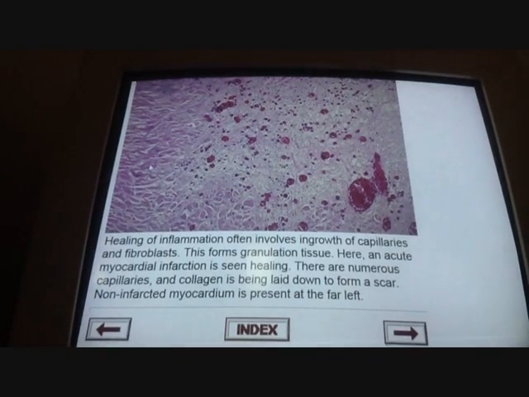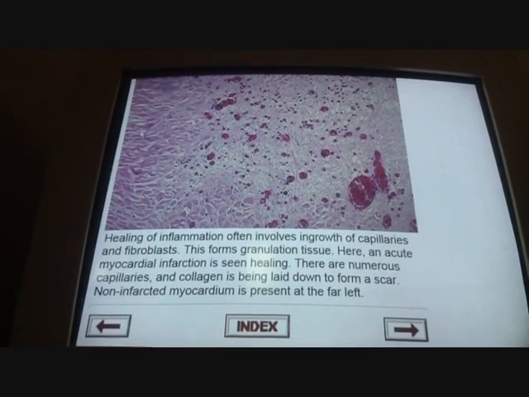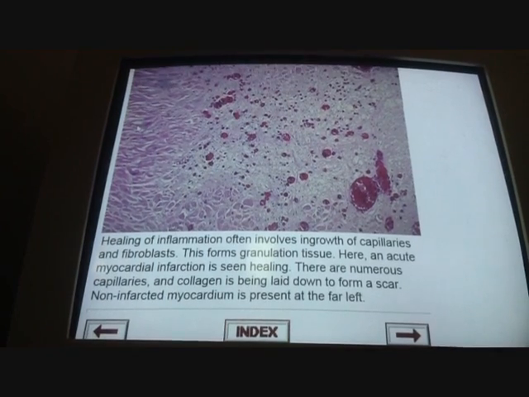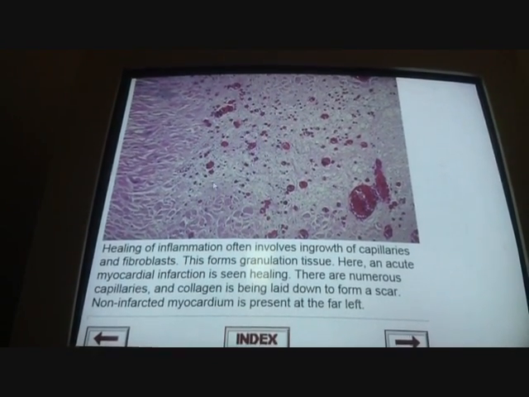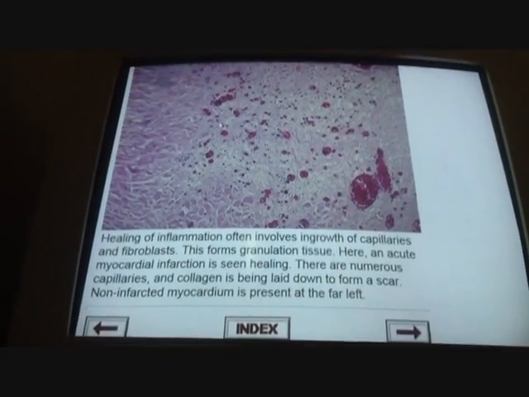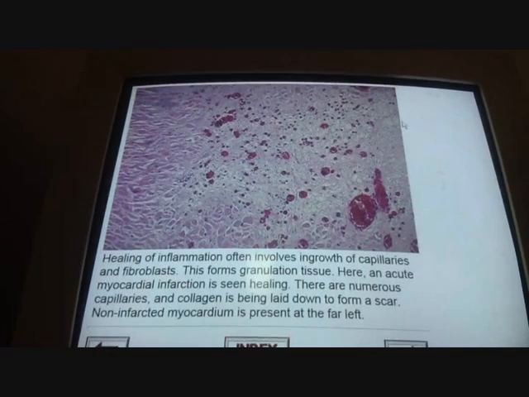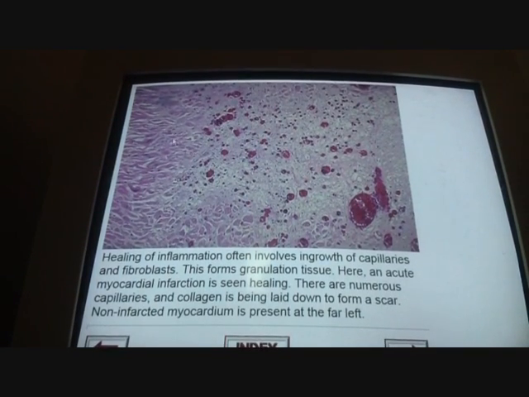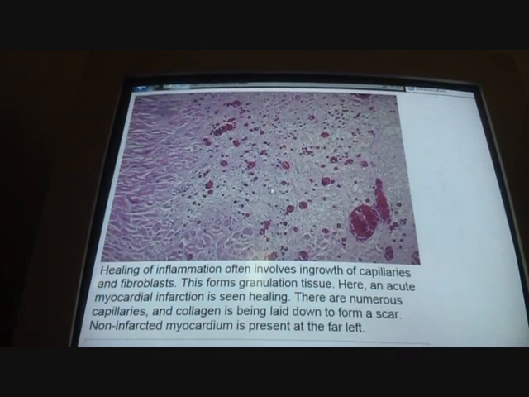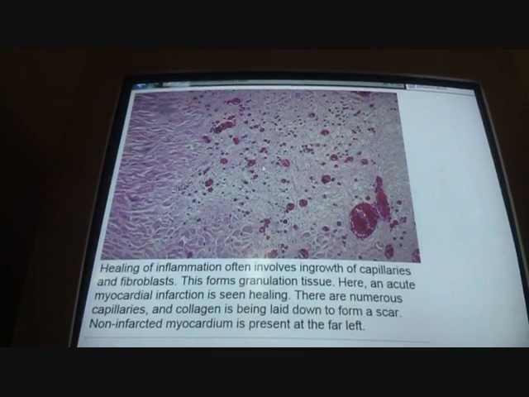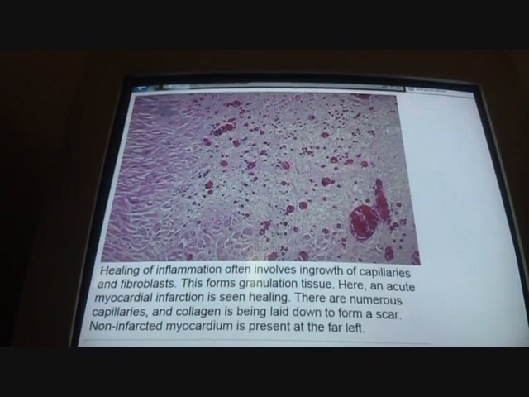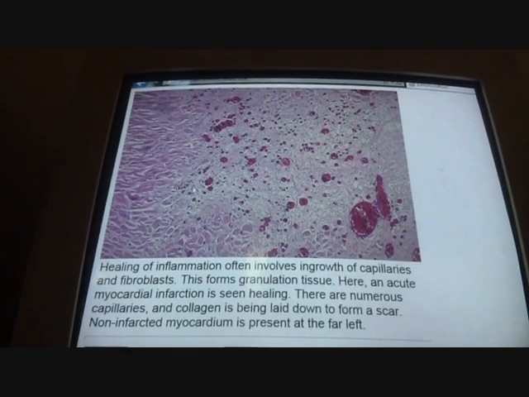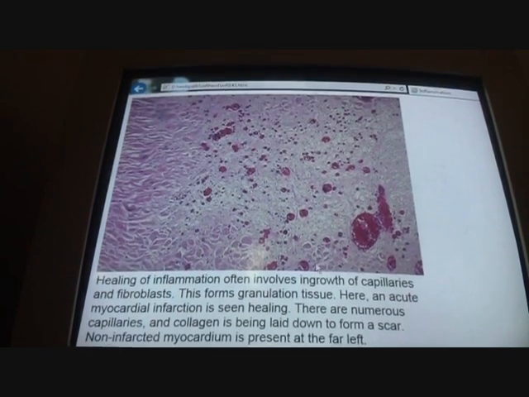This section was taken post-mortem, from the heart of a post-mortem patient. At the left, you could see these normal muscle fibers, normal cardiac muscle fibers, here and here. But in the middle here, and the right, you see what we call granulation tissue, which forms in the process of healing, inflammation and healing. So this patient had a myocardial infarction to the muscle of the heart, and as a result, inflammation occurred and the healing process started. And this is the tissue we will see in the area of healing, which we call granulation tissue.